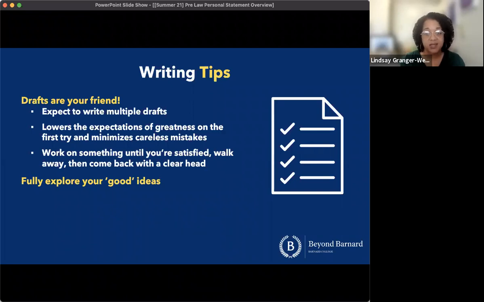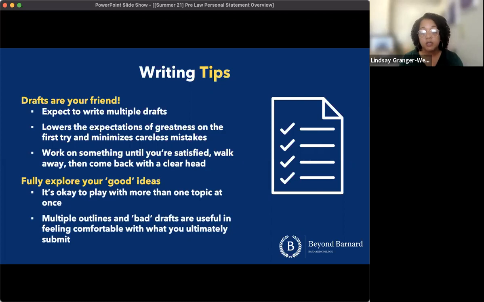This is a process. Starting early, like why we're doing this in May as opposed to August, is because you want to think about this as a process and build toward a really strong personal statement come September. When you have a draft, walk away, come back, see how it looks. Always coming back to it at least once on your own and sharing with other people is a really great writing strategy. Fully explore your good ideas.